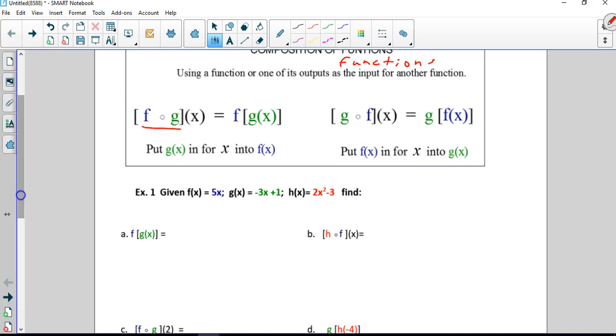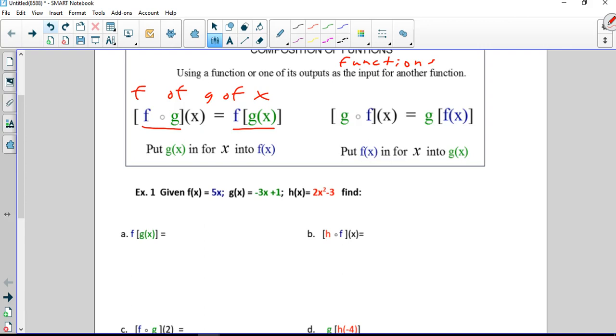Some people call this f o g of x. And it can be written this way or this way. Notice what letter is closest to x. It's g in both cases. And this can be read as f of g of x. F of g of x. Okay, remember before we had f x, we call it f of x. So this is f of g of x.